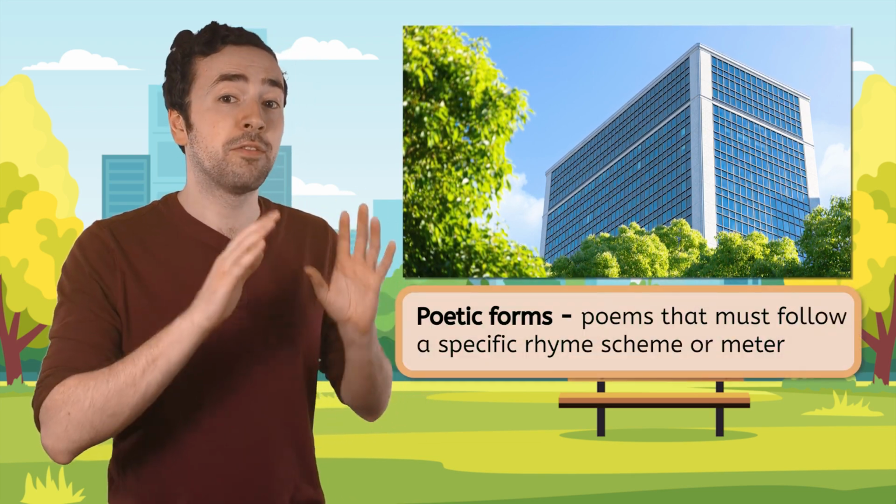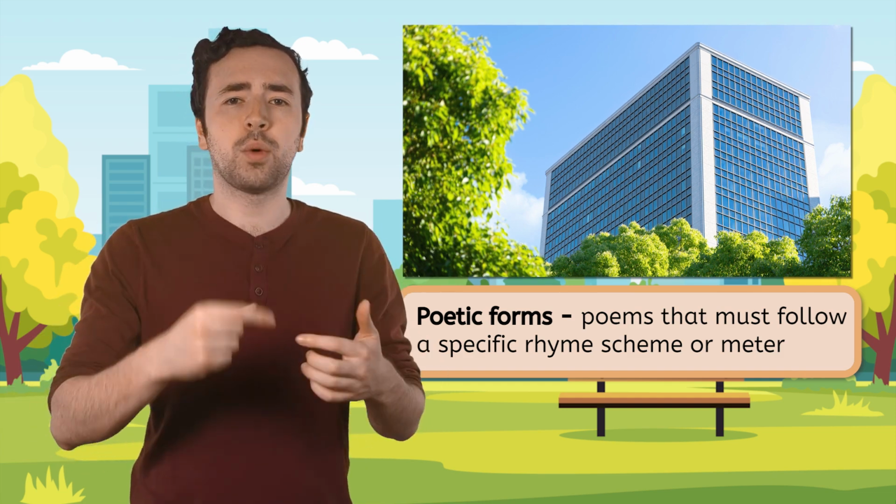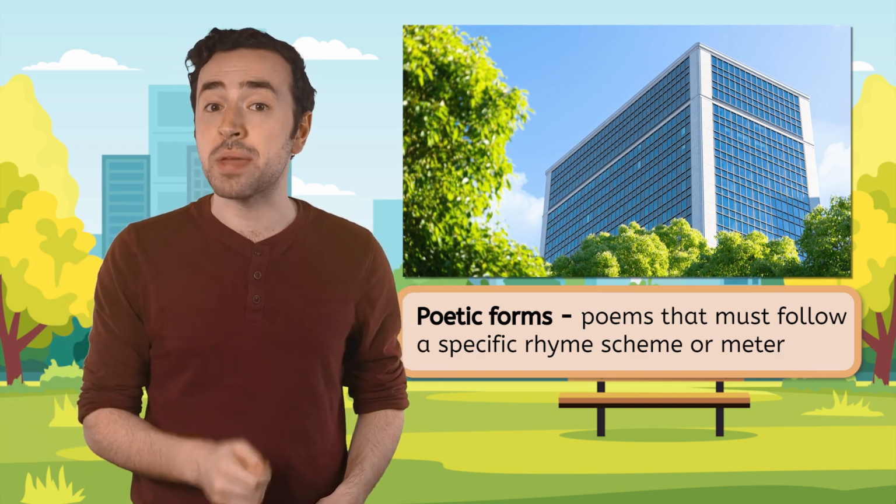Come to think about it, poetry and buildings have a lot in common. Some buildings follow a strict design, like how certain poems have specific rules regarding what their rhyme scheme and meter are. Sonnets and limericks are great examples of this. We call them poetic forms, poems that must follow a specific rhyme scheme and meter.